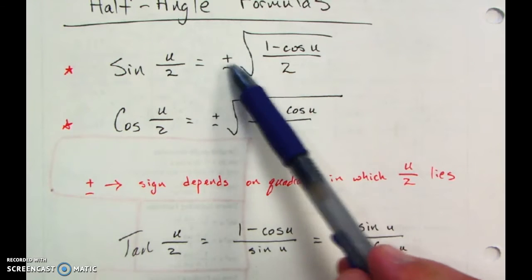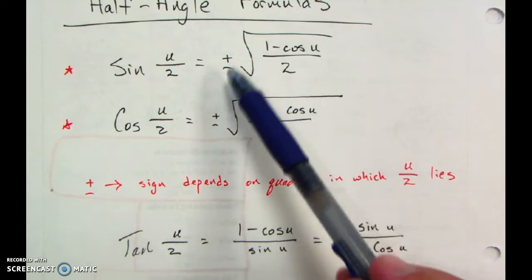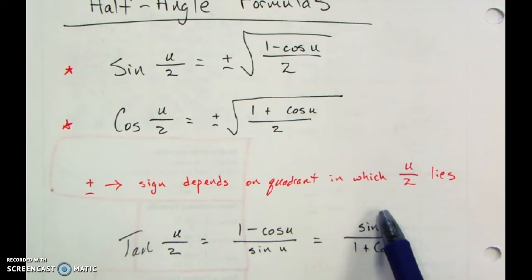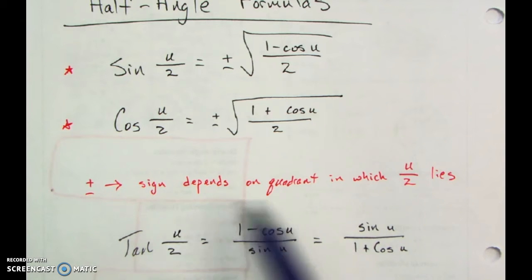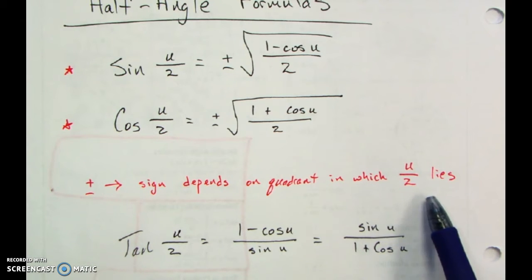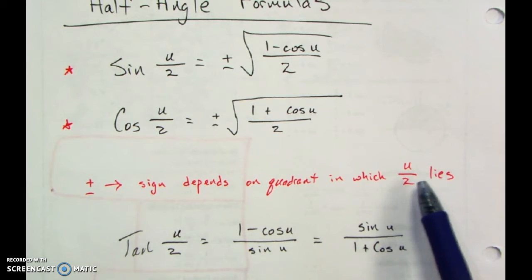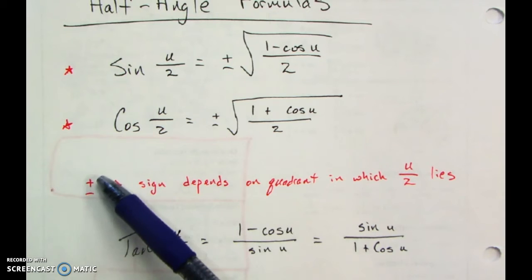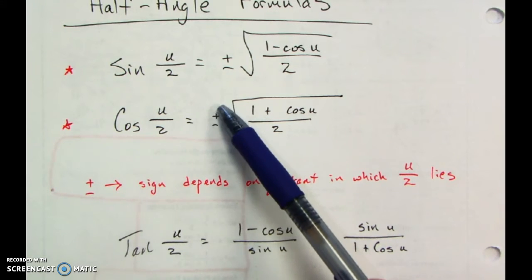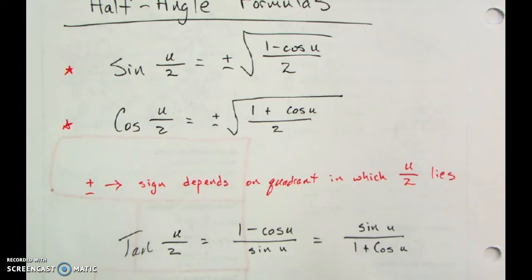Now for sine and cosine, we have a plus or minus. And whether our value is actually positive or negative is dependent upon which quadrant our half angle falls into. So first thing we need to do is determine the quadrant in which our half angle is, and then that's what's going to determine if we're talking about a positive or a negative value.